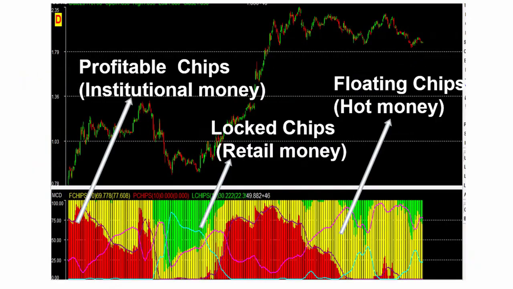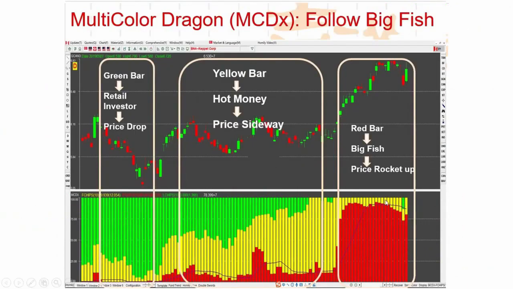Okay, for MCD, different colors. If most of it is red bar, more than 25, more than 50, more than 75, it means a big fish is here. With the big fish playing, the price has more power to rise. The price will continue rocketing up, continue to hit new highs. If most of it is yellow bar, which means hot money, the price will continue sleeping, continue sideways. And the green bar means retail investors. If most of it is green bar, it means the price will continue to drop, continue going down.